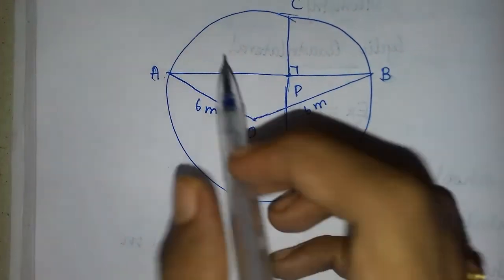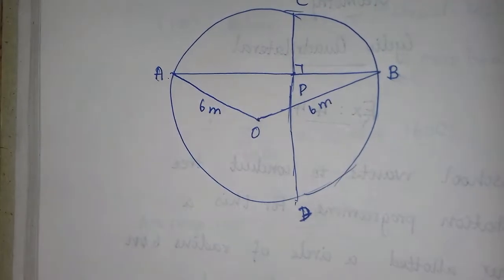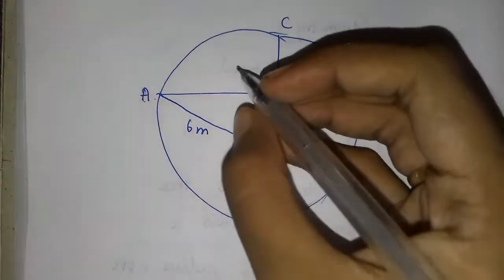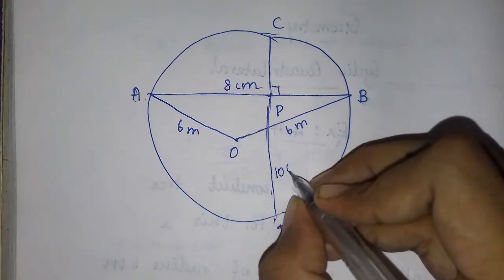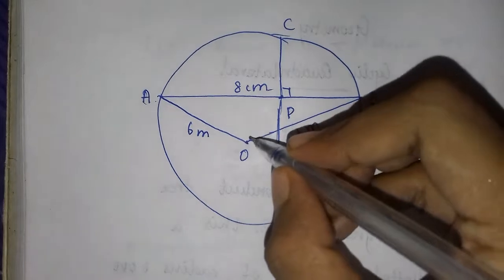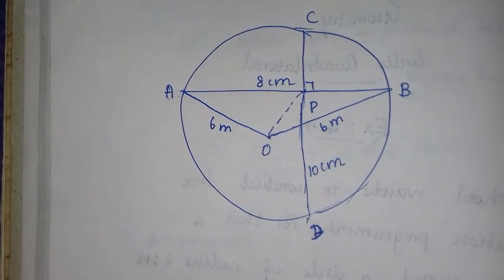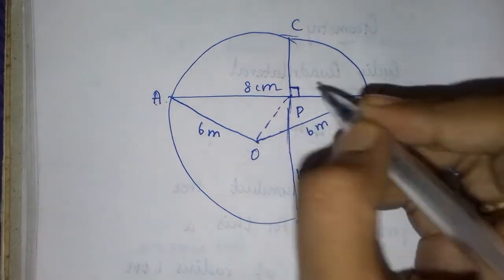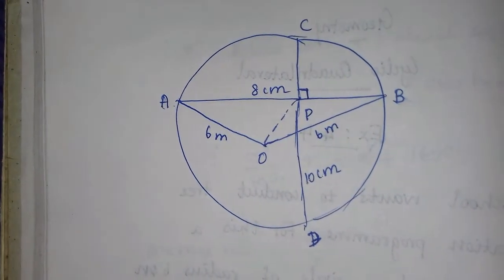Then what else is given? The lengths of AB and CD are also given in the question. AB is 8 centimeter and CD is 10 centimeter. Now what do we have to find? We have to find the distance OP. OP should be found out by us. And also AB and CD are perpendicular. This is also given in the question.